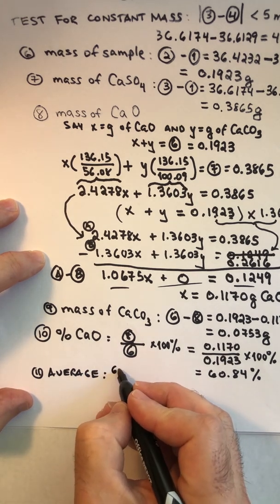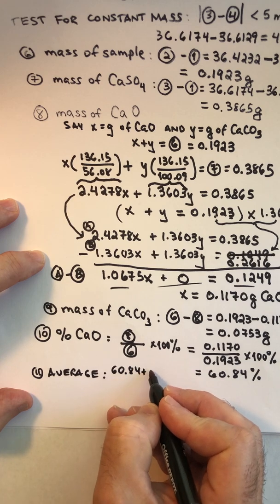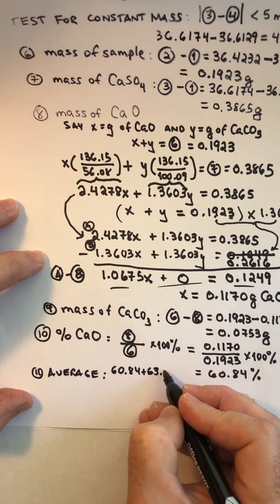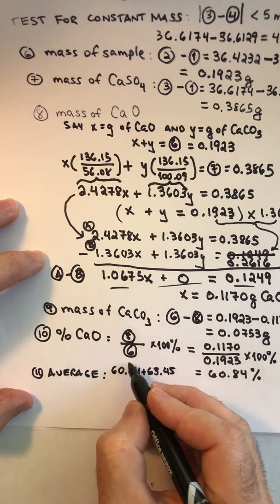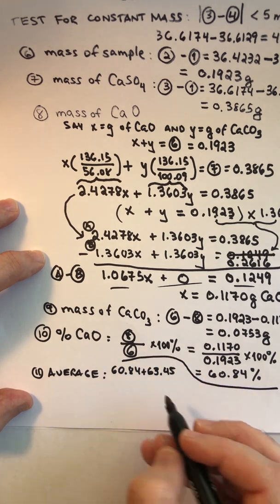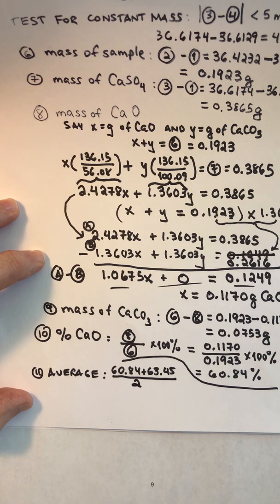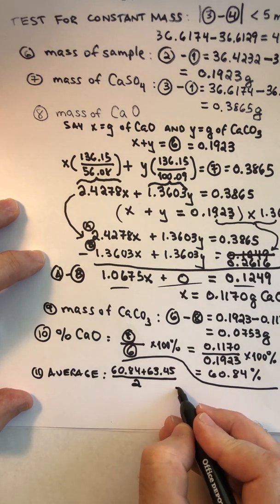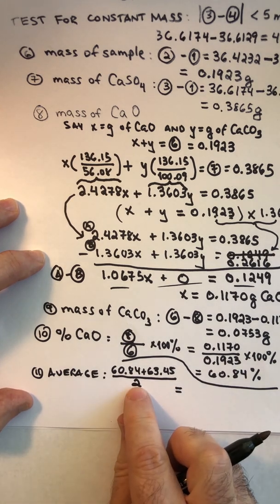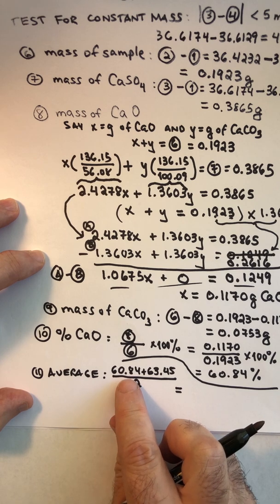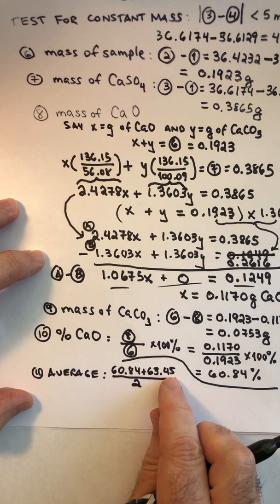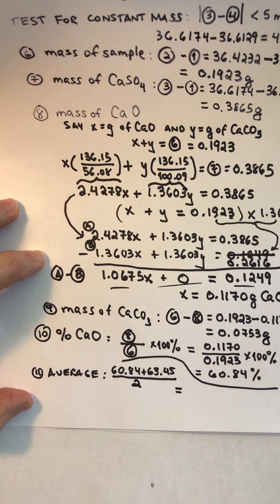So we have 60.84 plus 63.45 divided by 2. And that equals, again, since 2 is an exact count, the prevalent rule here is you have decimals. So you're going to end up with 2 decimals in here.